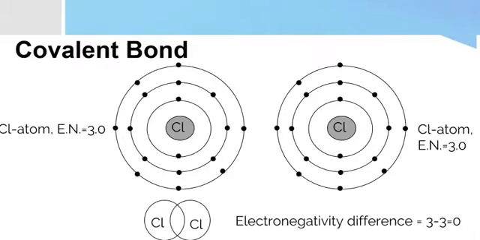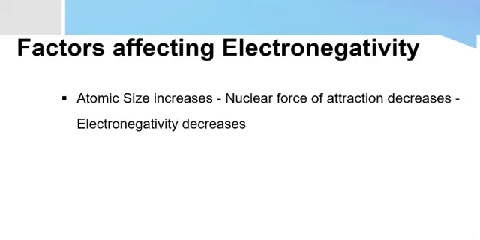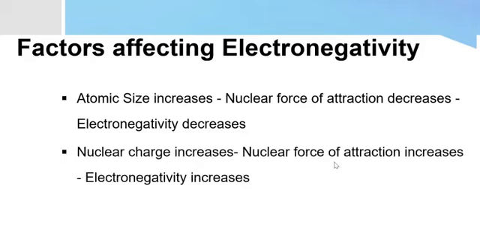What are the factors that affect electronegativity? Again, they are the same two factors: atomic radius and nuclear charge. The first factor is atomic size. When the atomic size increases, the nuclear force of attraction will decrease, so the atom will not accept an electron easily, and electronegativity will decrease. And when the nuclear charge increases, the nuclear force of attraction increases, the atom will easily accept an electron, so electronegativity increases.